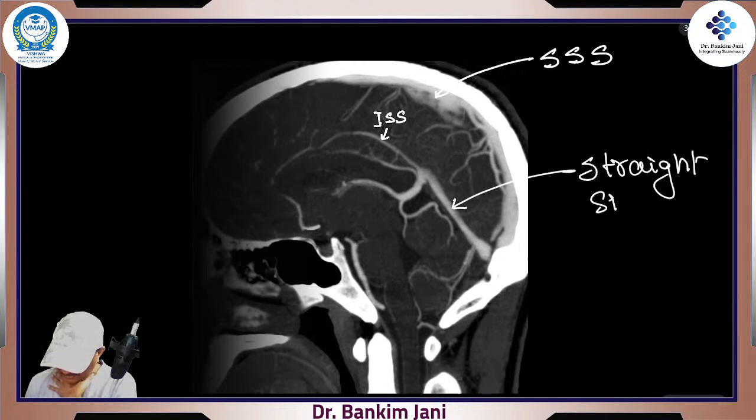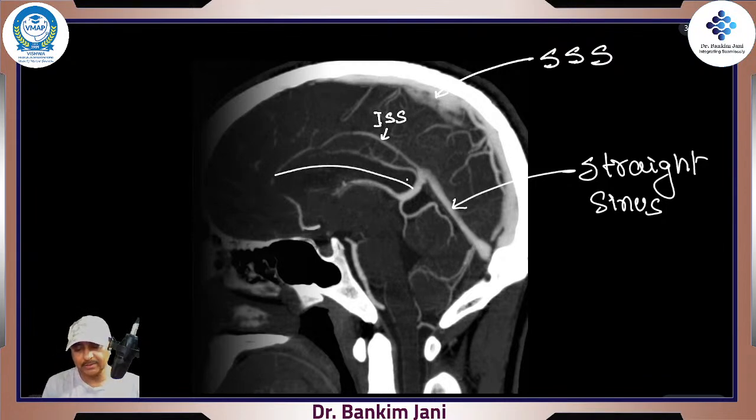This one would be the straight sinus. In the straight sinus, what was landing? There was the vein of Galen, the great cerebral vein, thick, big vein. See how big it is. This one, so that is the great cerebral vein of Galen.